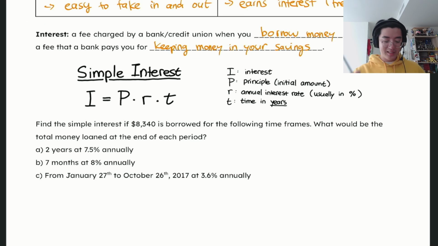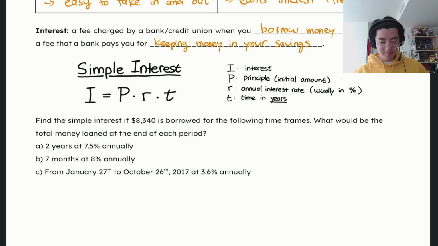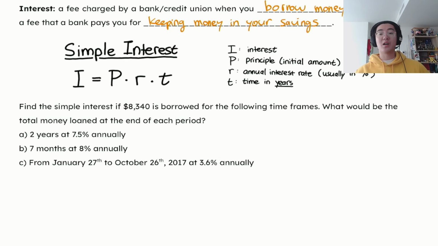Okay, anyways, now let's talk about simple interest. The more powerful type of interest is called compound interest. You actually learn more about that in grade 10. But for now, we'll talk about simple interest. Simple interest is just three numbers multiplied together.